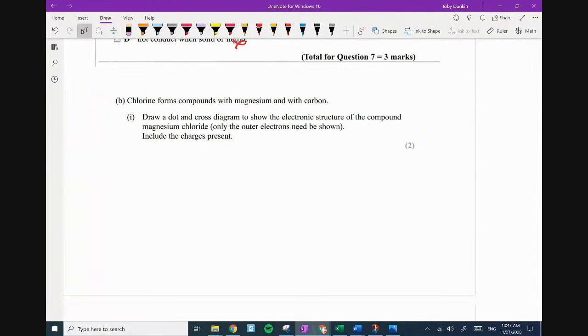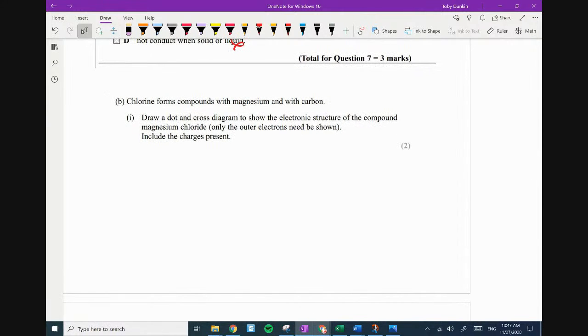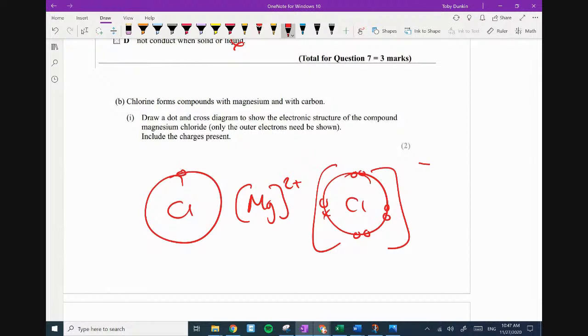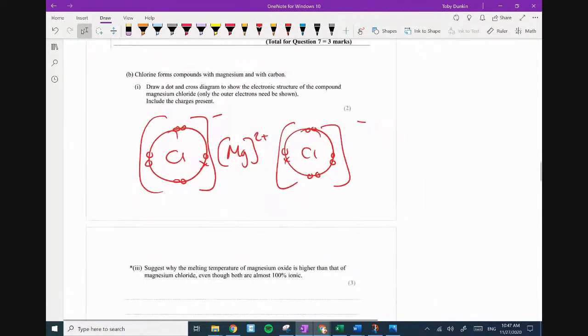Chlorine has formed a compound with magnesium and with carbon. Draw the dot and cross diagram for magnesium chloride. Only the outer shell. Mg loses its outer shell. Love metals for that. Chlorine, it's the same one, just with magnesium instead of strontium. Nice, you see the repetitive nature of exams. This is why we do them. It's why we practice, because we know this is the routine. I went back to doing my normal routine there, and it's nice to put the X close to the magnesium, not that it really matters. There we go. Include the charges present.